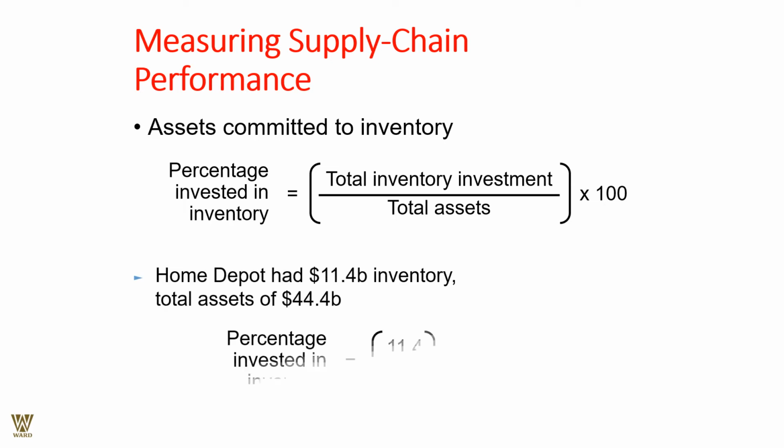So Home Depot has, let's say, $11.4 billion in inventory, and total assets of $44.4 billion. So what does it mean? The percentage investment, the capital that has to be blocked in inventory, is around 25.7 percent, based on the criteria of the formula that has been given.